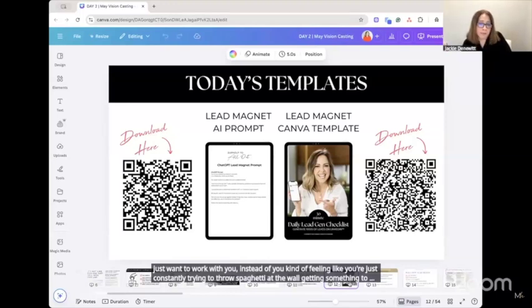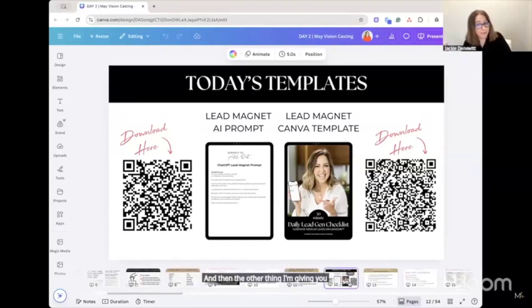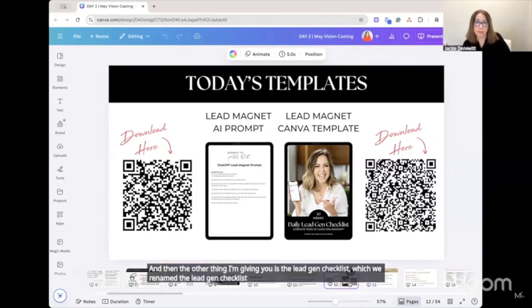And then the other thing I'm giving you is the lead gen checklist, which we renamed the lead gen checklist Canva template. I know for many of you, believe me, I've heard it, Canva is not your favorite thing. It is not the thing that you go into a rabbit hole when you do it. So feel free to use that. Take a look at what we've done there and model yours based on how we model it.